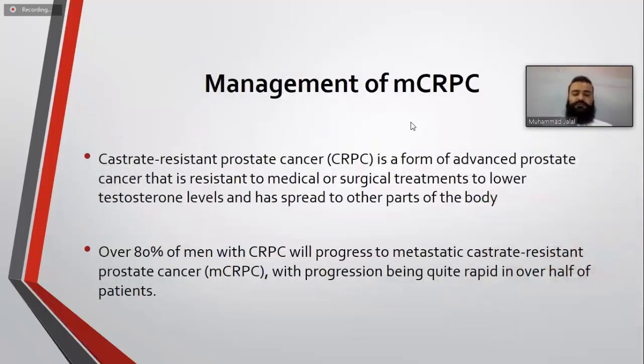Now we come to the management of metastatic castration-resistant or hormone refractory prostate cancer. Castration-resistant prostate cancer is a form of advanced prostate cancer that is resistant to medical or surgical treatments to lower testosterone levels and has spread to other parts of the body. Over 80% of men with castrate-resistant prostate cancer will progress to metastatic castrate-resistant prostate cancer, with progression being quite rapid in over half of the patients.